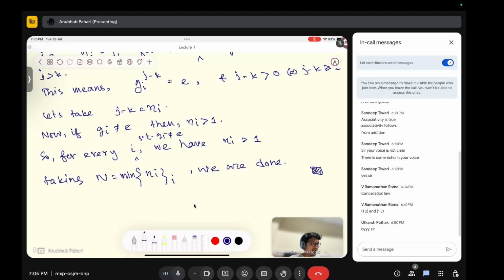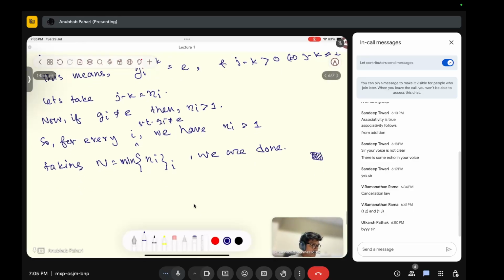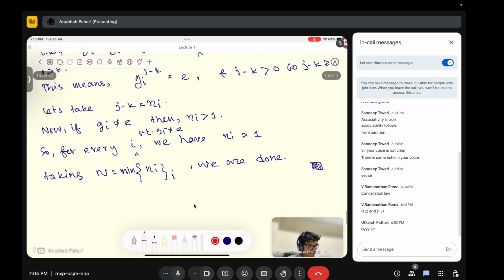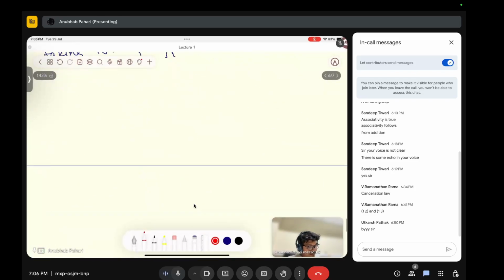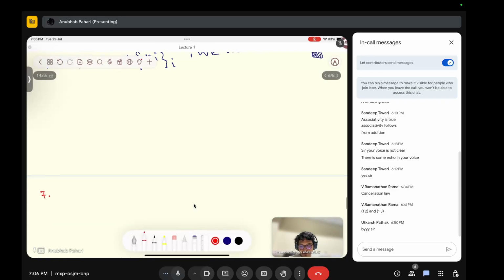Now we'll be doing some interesting numerical problems. Not numerical, but these are not as rigorous as the last proof went on. Okay.